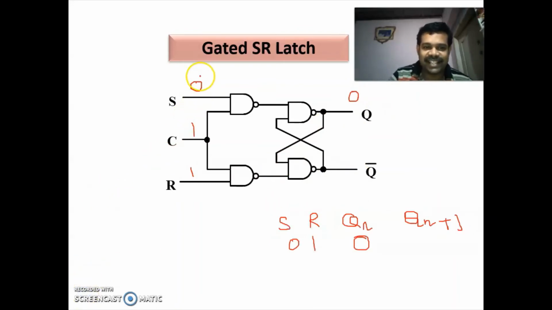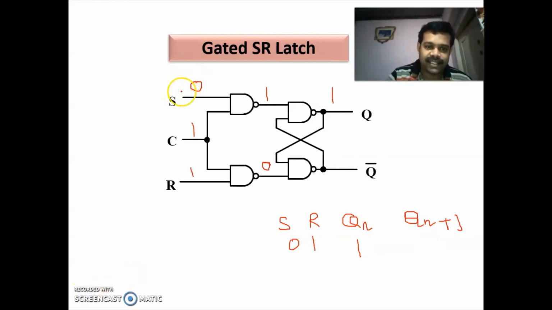So next we are considering S is equal to 0, C is equal to 1, and R is equal to 1. So here one of the inputs is 0, so the output is 1. Here both the inputs are 1, so the output is 0. So since you are having 0 here, here you will be having 1. This 1 is fed back to this NAND gate. If both the inputs of a NAND gate are 1, its output is 0. So when S is equal to 0, R is equal to 1, and Qn is equal to 0, in Q of n plus 1, you will be getting 0.